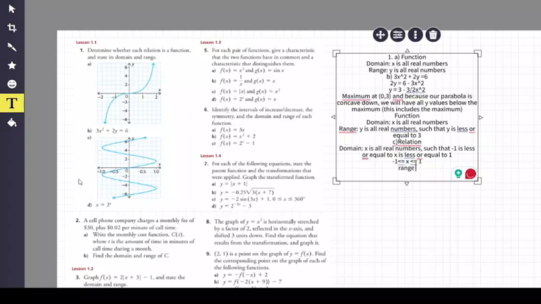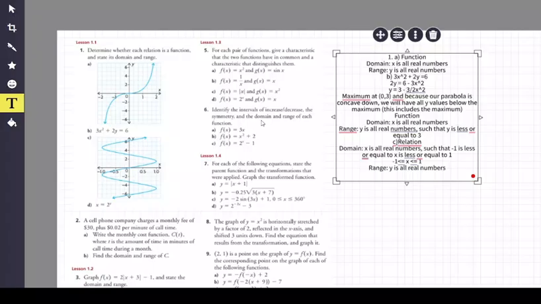Let's talk about the range, because our range is something interesting here. We're not quite sure about what we're gonna do with the range, because as far as we can see, this range seems to go all the way up. So that's correct. It does go all the way up. So this means our range is y is all real numbers.